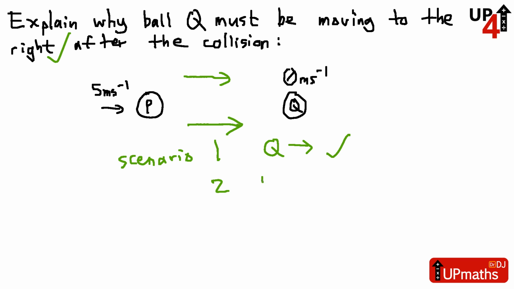In scenario 2, let's say P is moving to the right. Well, if P is moving to the right, it can't have magically phased through ball Q in order to get past it. Ball P must be here, and ball Q must be further to the right and must also be moving to the right. So therefore, if P is moving to the right, Q is also moving to the right. Ergo, we have shown that Q must be moving to the right.